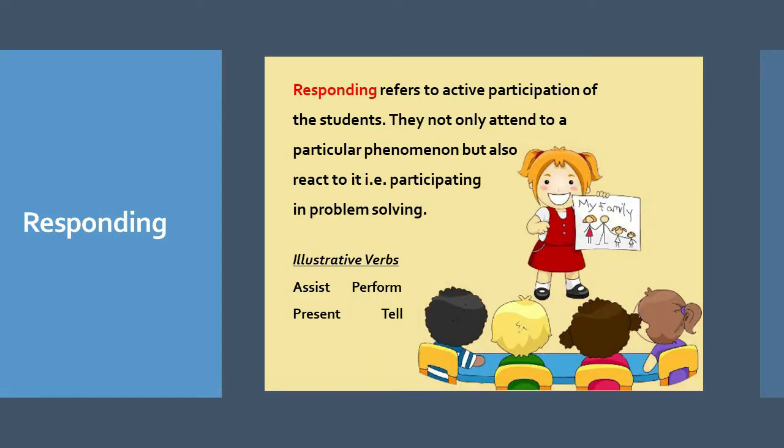And the second level of Hall's taxonomy is responding. Responding refers to active participation of the students. They not only attend to a particular phenomenon, but also react to it, such as participating in problem solving. And to get the students to participate, we can use verbs like assess, perform, present, and tell.